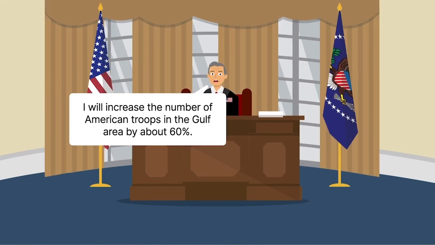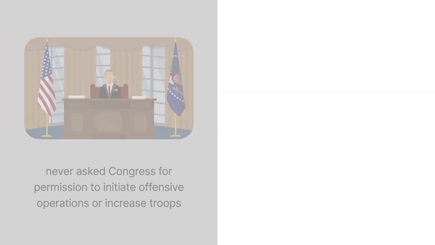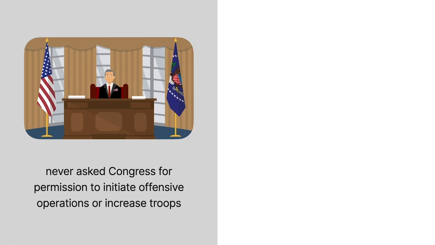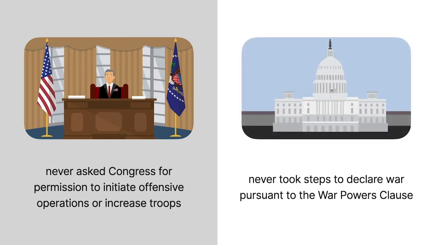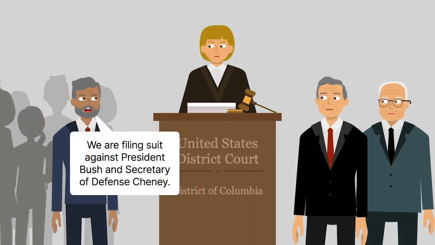The conflict came to a head, and President Bush announced that he intended to increase the number of American troops in the area by about 60% and intended to initiate an offensive military attack. However, President Bush never asked Congress for permission to initiate offensive operations or increase troops, and Congress never took steps to declare war pursuant to the War Powers Clause of the United States Constitution in Article 1, Section 8, Clause 11.